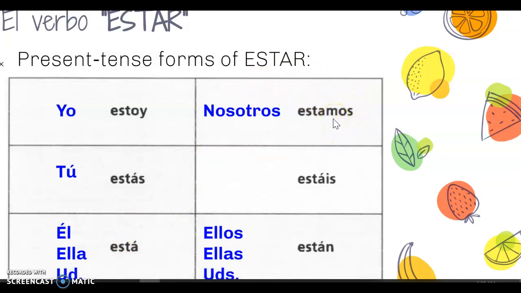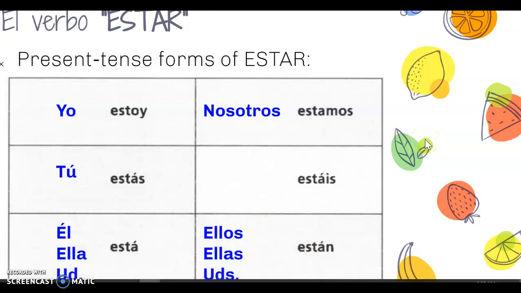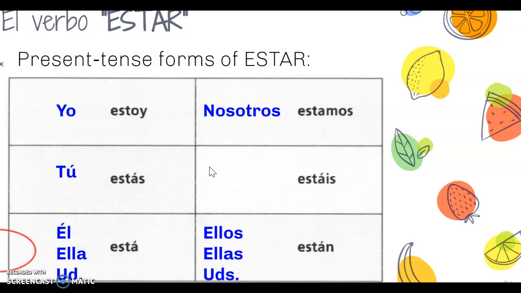We are. And we've got they or you all are. Okay, so those are the translations of the verb estar. Okay, so on the next, oh, sorry, I forgot you have two more blanks.